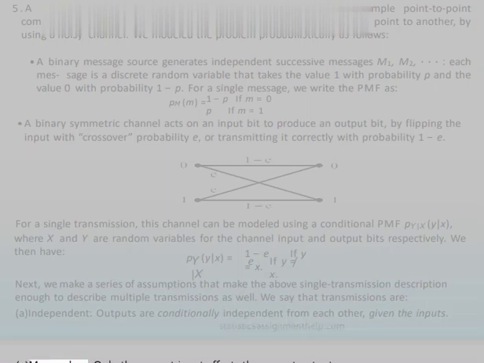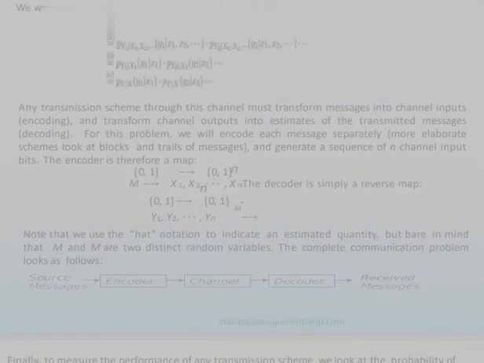A. Memoryless. Only the current input affects the current output. B. Time invariant. We always have the same conditional PMF. Any transmission scheme through this channel must transform messages into channel inputs, encoding, and transform channel outputs into estimates of the transmitted messages, decoding.